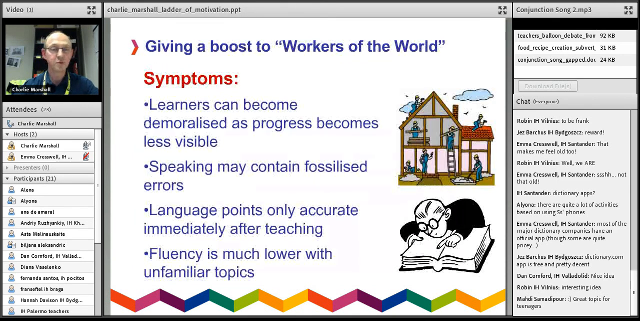Okay, I think I'm going to move on now to workers of the world. Now, these are guys who have made it to a level where they can communicate quite a lot, and they're doing pretty well, but they become demoralized as progress becomes less visible, and you probably recognize this as a description of the intermediate plateau. Now, with these students, you also find speaking can include a lot of fossilized errors, lots of things that are very low-level errors but occur with students at a higher level. And language points are sometimes only accurate in the lessons when you've just taught them. And when you introduce some topics, the fluency goes down.